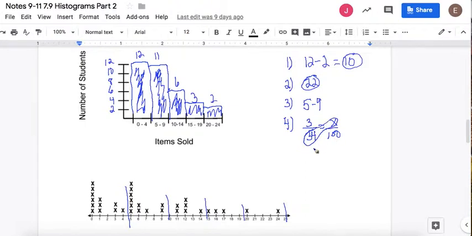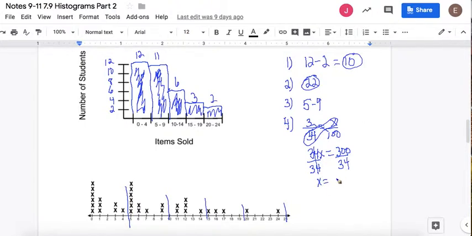So 34 times x is 34x. 3 times 100 is 300. Now we're going to divide both sides by the number in front of the x, which is 34. So please make sure you're writing this down. The 34s cancel.